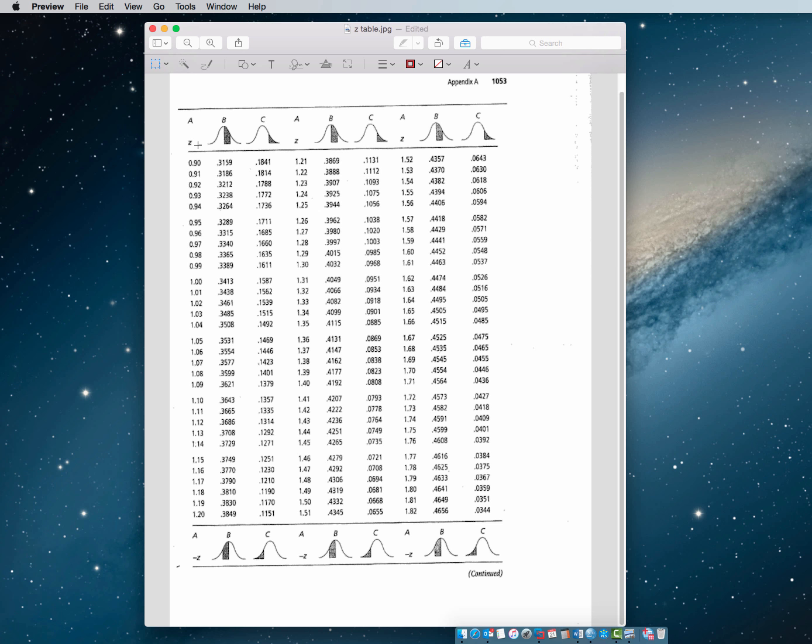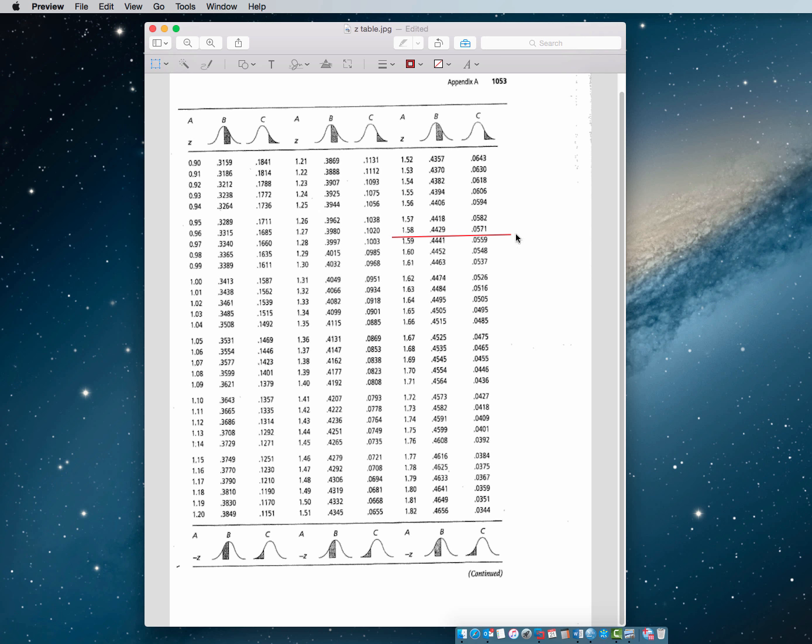Once we know what our z-score is, we find the z-column, and we just go down that z-column until we find the z-score that we want. In our case, we want to look at the z-score of 1.58. So I'm going to mark that so that we can keep track of it. I'm going to use this red line.